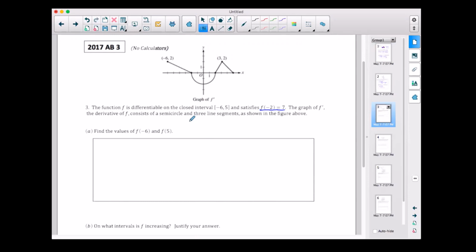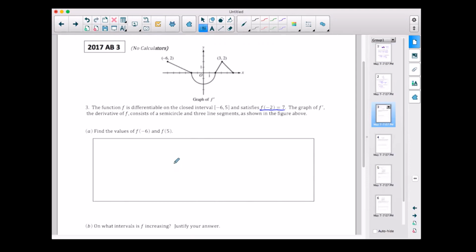If you're doing particle motion and you want to find the final position, or if you're taking a pizza out of an oven and you want to figure out the temperature, or there's people coming in and out of an amusement park and you want to know how many people there are at a certain time, or if you have a graph of F prime and you want to find F of -6, all 4 of those things that I mentioned are actually the same question disguised as different problems.